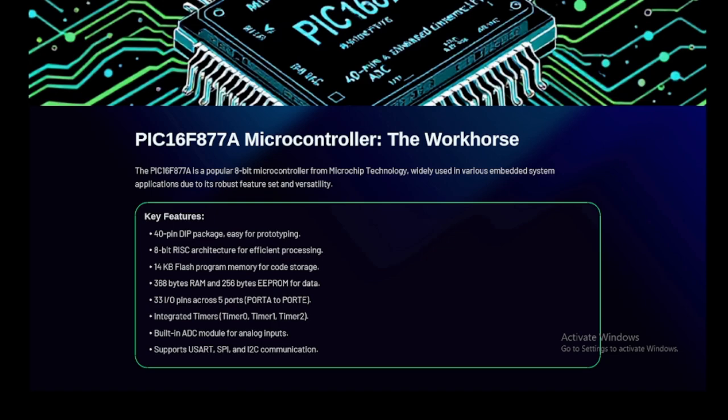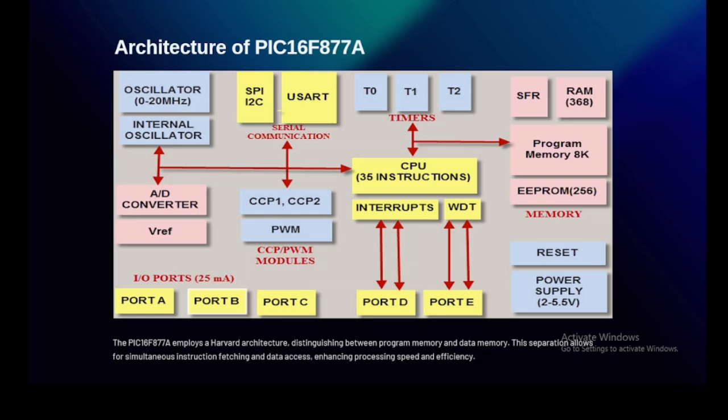33 input-output pins across 5 ports, that is port A to port E. Integrated timers, that is timer 0, 1 and 2. Built-in ADC module for analog inputs. It supports USART, SPI and I2C communication. These are some types of communication. This is the architecture of the PIC16F877A microcontroller. So we know that there are 5 ports and 3 timers. USART communication is supported by this microcontroller.